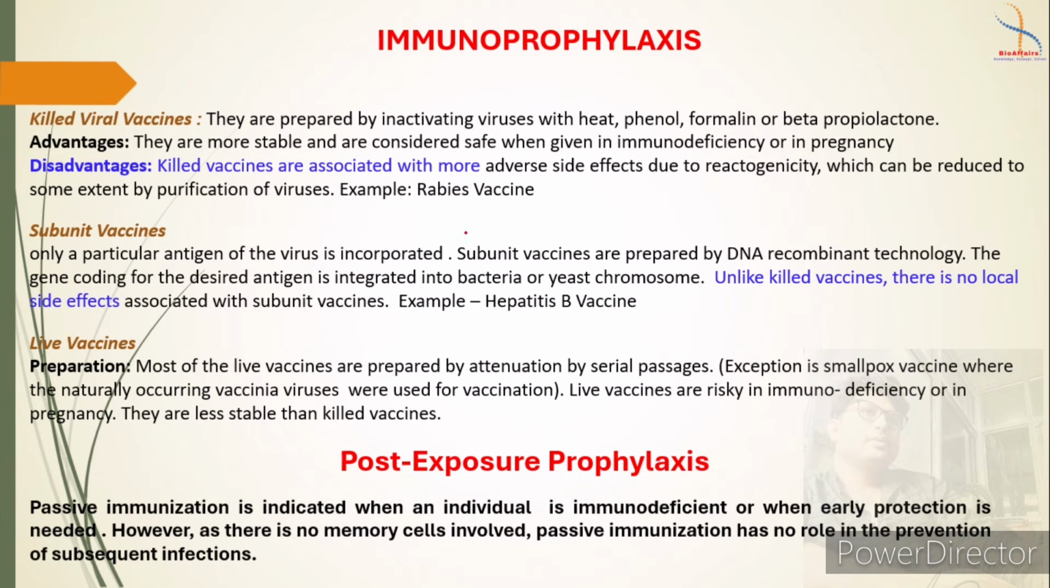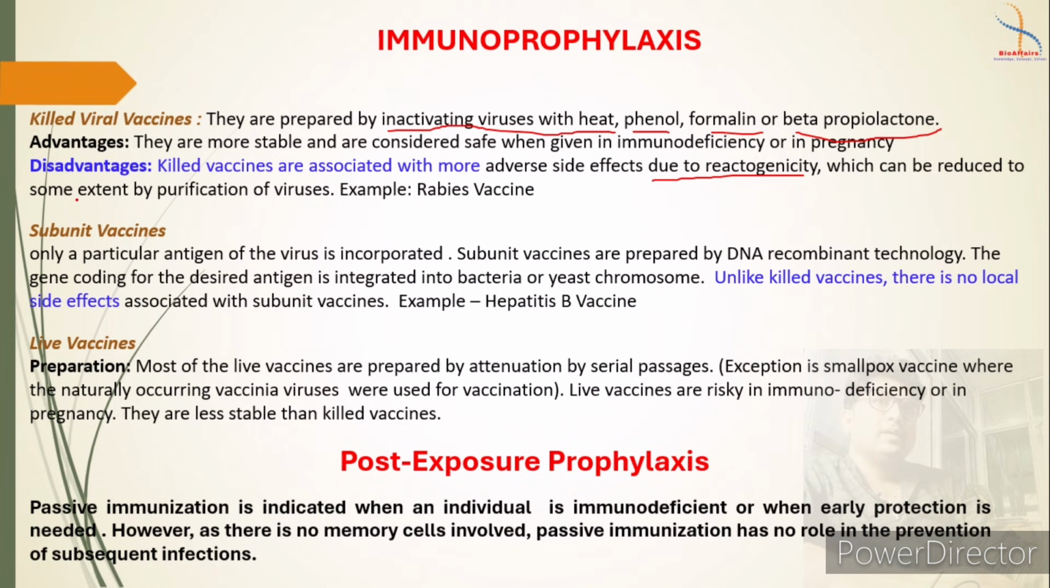As the name suggests, killed vaccines inactivate viruses with heat, phenol, formalin or beta-propiolactone. They are more stable and are considered safe when given to immunodeficient patients and in pregnancy cases. So, they are mostly safe, but may have some reactogenicity or adverse effects. That also depends on the person, because immunology is different from one person to another, so the reaction is different too.